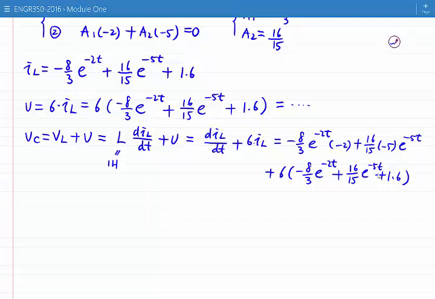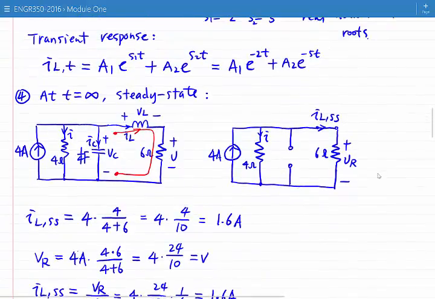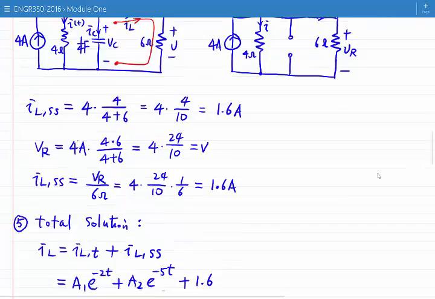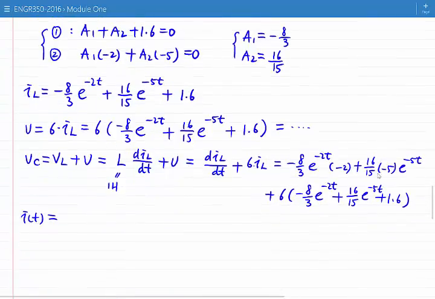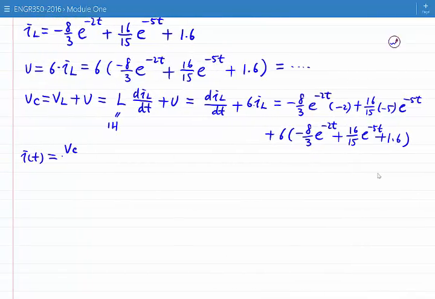Now if we calculate I of t, look at here. I of t is equal to VC divided by 4 ohm. Because we know VC from here, we can easily calculate I of t.